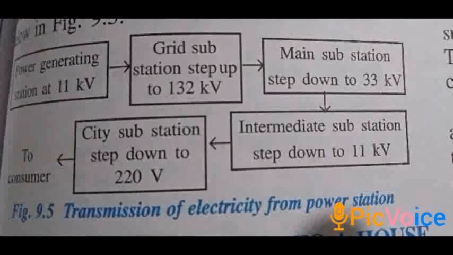Now from there it is again sent to the intermediate substation where it is stepped down to 11 kV and from there it is again sent to the city substation and there from 11 kV to 220 volts it is stepped down and this 220 volts is supplied to the consumer. So remember, the current coming to your house is of 220 volts having 50 hertz frequency. The cycle is 50 hertz.